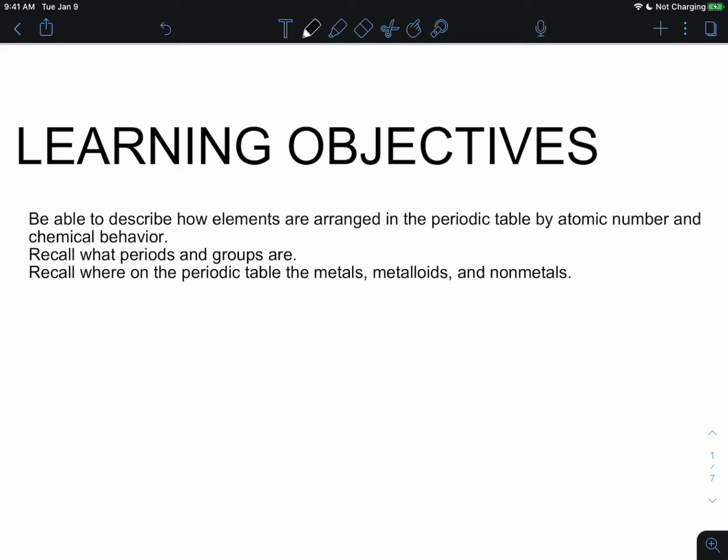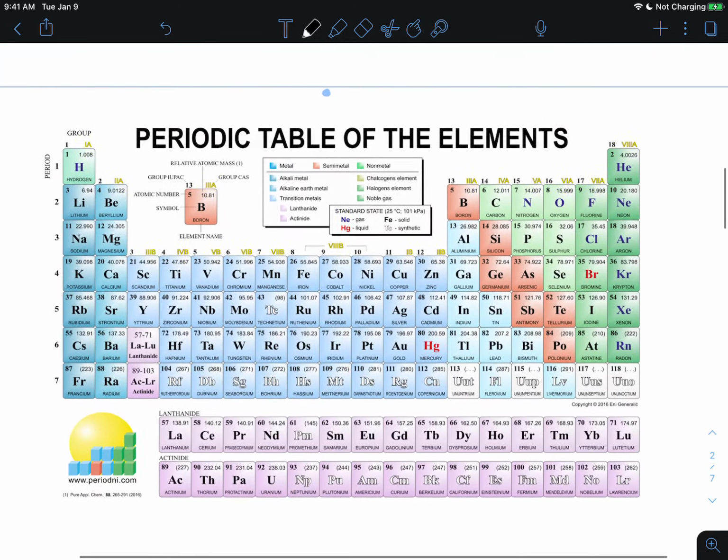Hey guys, in today's video we're going to be looking at the periodic table. So at the end of this we should know how the elements are arranged within the periodic table, we should know what periods and groups are, and we should recall where in the periodic table the metals and non-metals are. So let's just take a quick look at what our periodic table looks like.